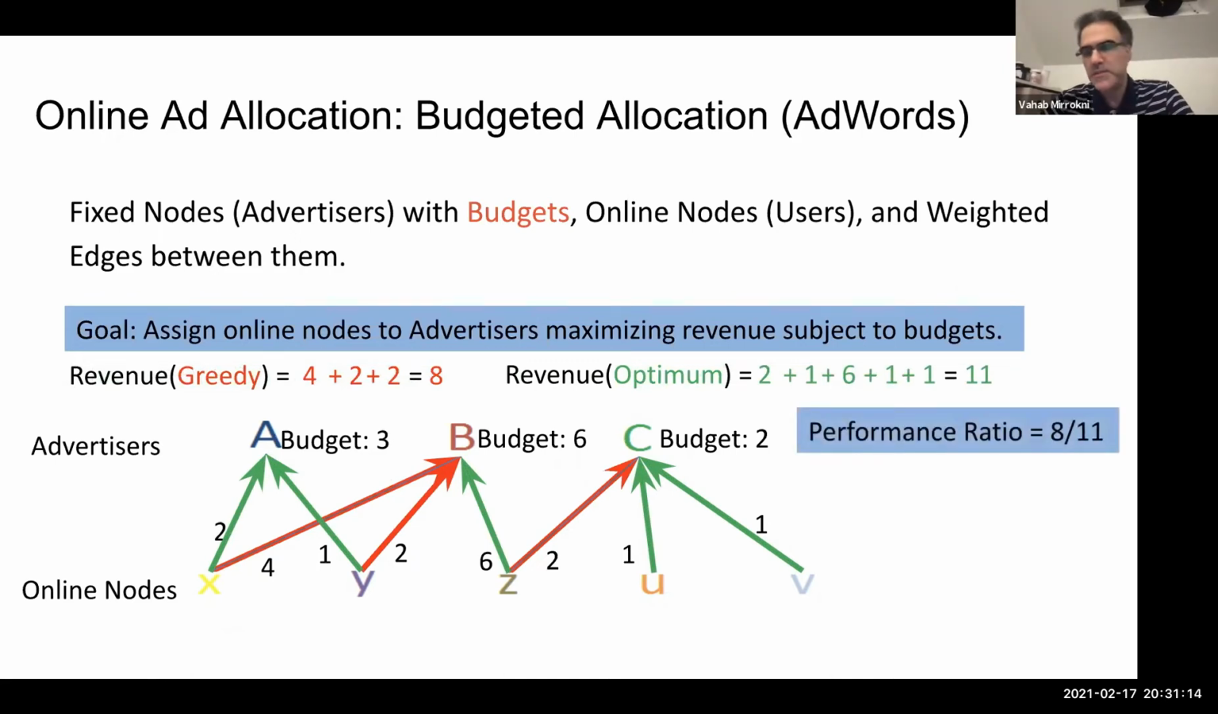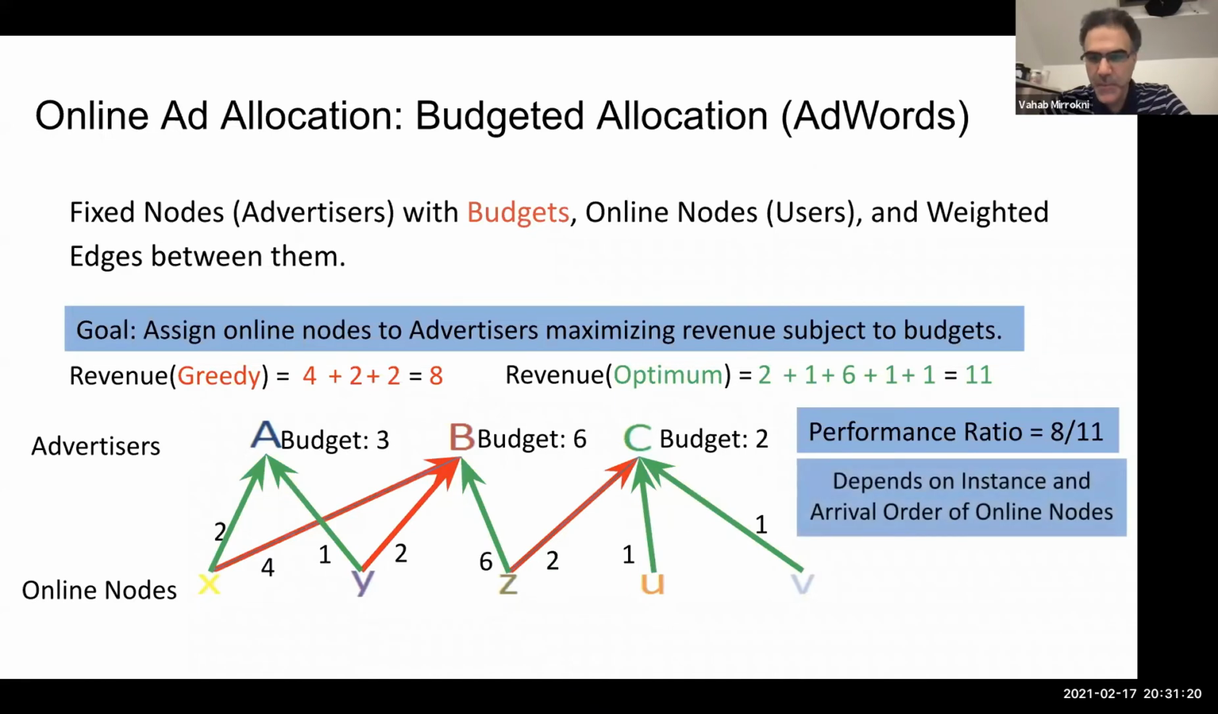So this defines a performance ratio for an online algorithm that we adopt. In this case, it's 8/11. And this value depends on the instance and the arrival order of the page views or the online nodes. So this is one toy, but very illustrative online optimization problem that we have to solve in an advertising environment.